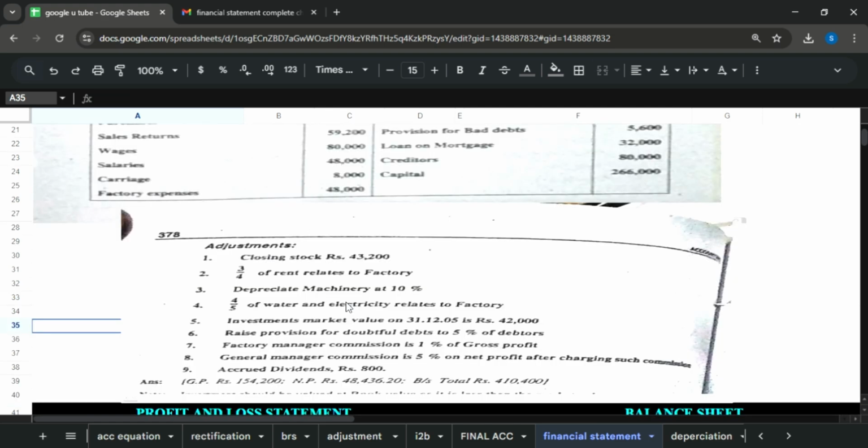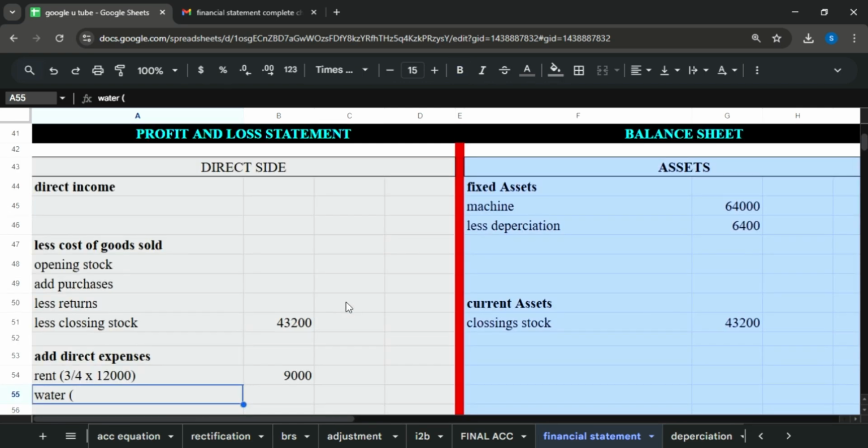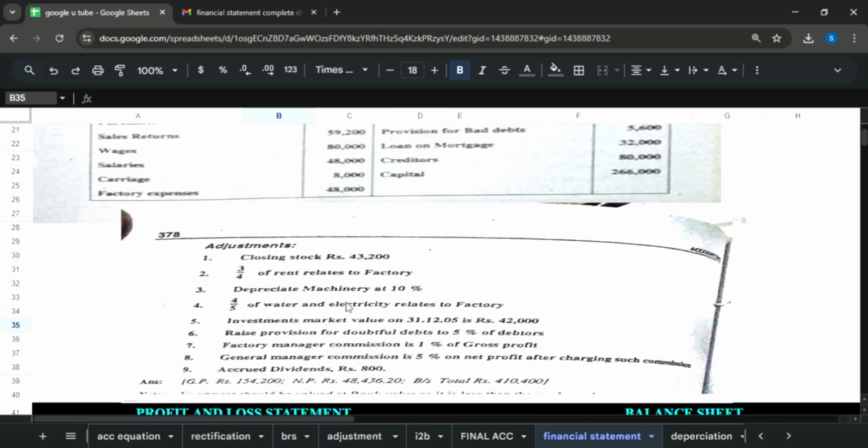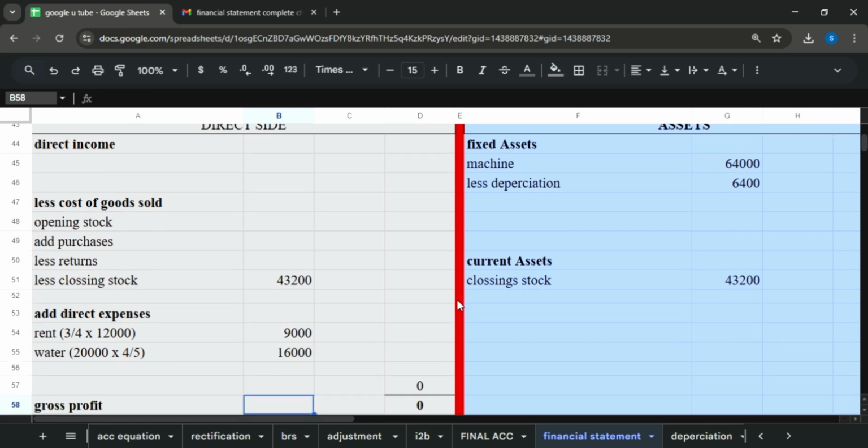Amount of water and electricity is given 20,000. So write down 20,000 and you need to take 4/5 only, which is related to factory. Once again I am telling you what you are doing, 4/5 related to factory. 20,000 was the total amount of water charges and you will multiply it by 4 and divide by 5 so that you get water charges related to factory.